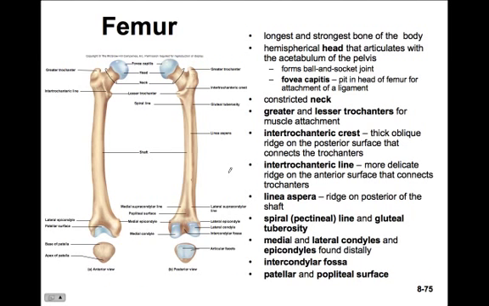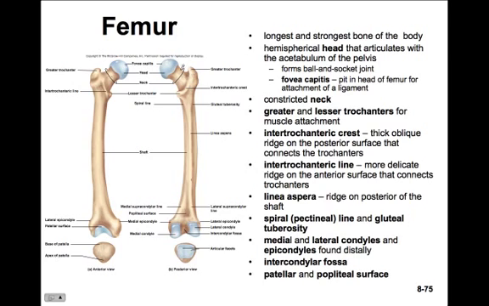Let's begin with the femur. The femur now looks pretty similar to a humerus, but it does have some distinct differences. It's the longest and largest bone in the body. It has a hemispherical head that articulates in that acetabulum. So the acetabulum is covered in cartilage, and so is the head of the femur. And so they slip nicely across each other. On the very top of the head, there's a fovea capitis. It's a little ditch.